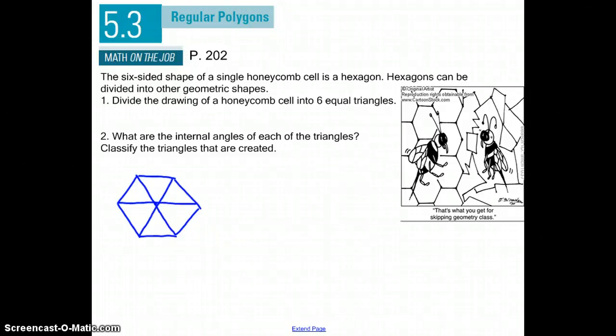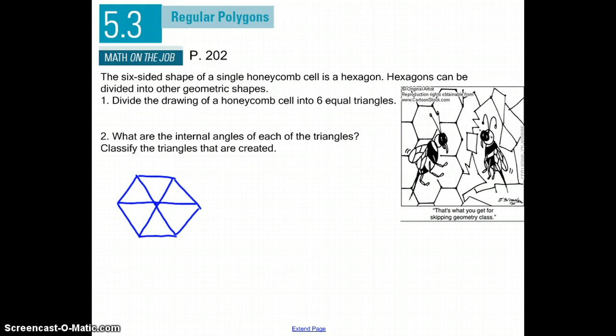We're moving on to section 5.3, which is our last section of this chapter. You can start by reading Math on the Job on page 202 and answering the following questions. So number 1, divide the drawing of a honeycomb cell into 6 equal triangles. So if you draw your hexagon and just connect the vertices, you're going to get 6 equal triangles.